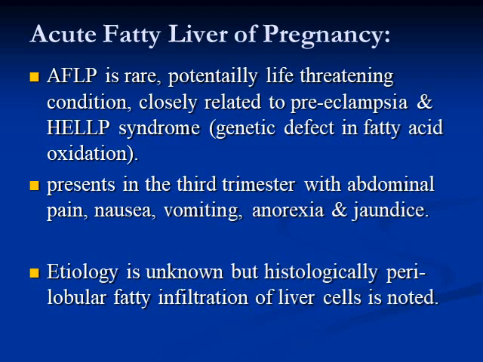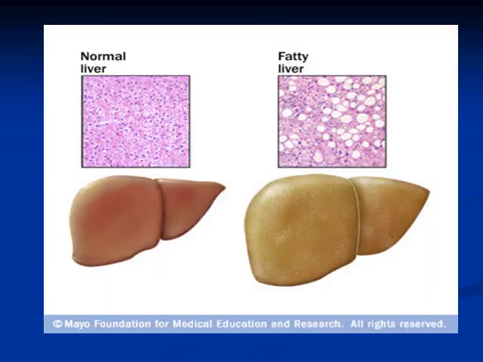Now, the other disease that is peculiar to pregnancy is acute fatty liver of pregnancy. In fact, it is a rare condition, but it is potentially life-threatening, so we have to know some points about it. It is closely related to preeclampsia and HELLP syndrome. The shared defect in these three diseases, I mean preeclampsia, HELLP syndrome, and acute fatty liver of pregnancy, is a genetic defect in fatty acid oxidation. Usually, acute fatty liver presents in the third trimester with abdominal pain, nausea, vomiting, anorexia, and jaundice. The etiology is unknown, but histologically, peritubular fatty infiltration of the liver cells is noted.